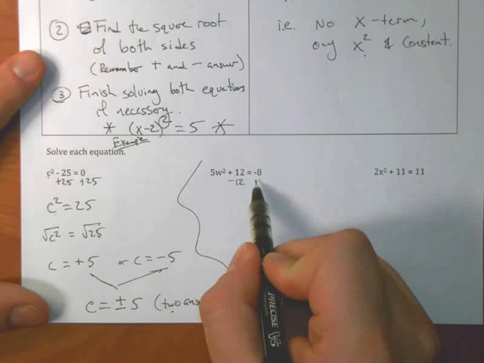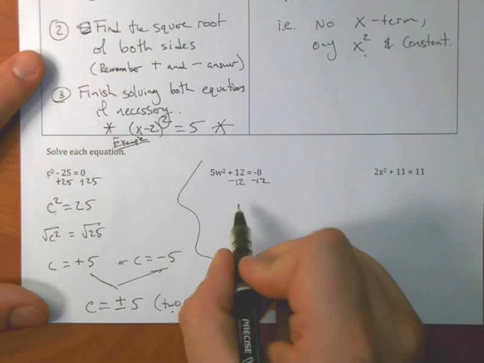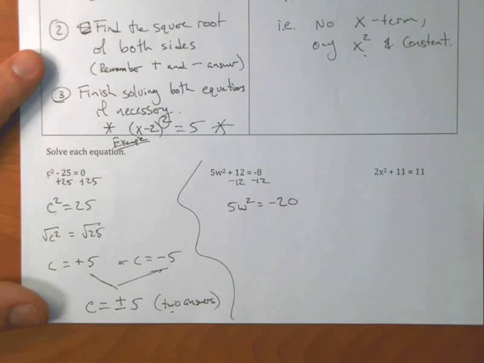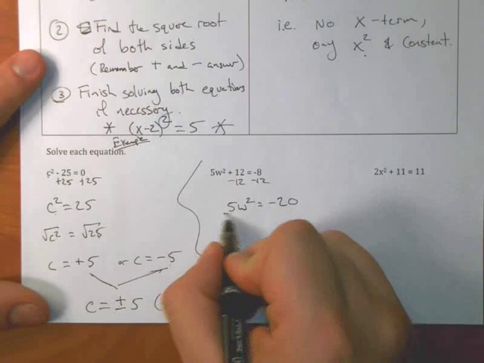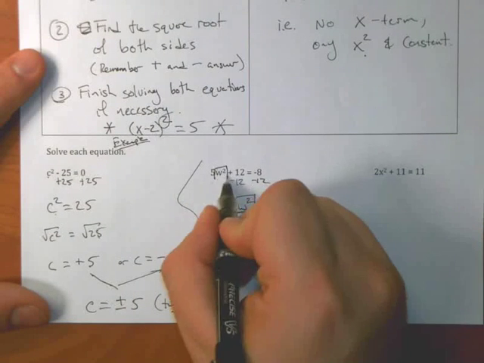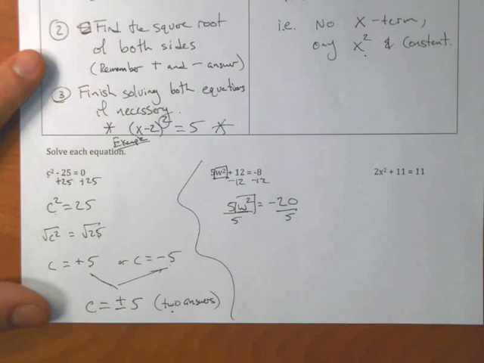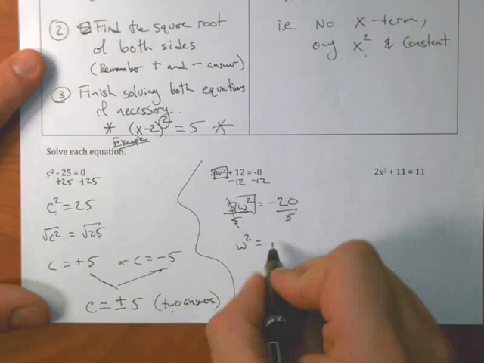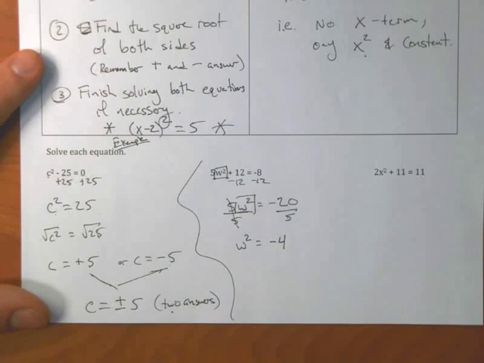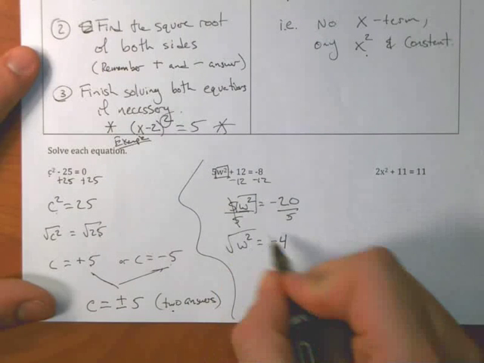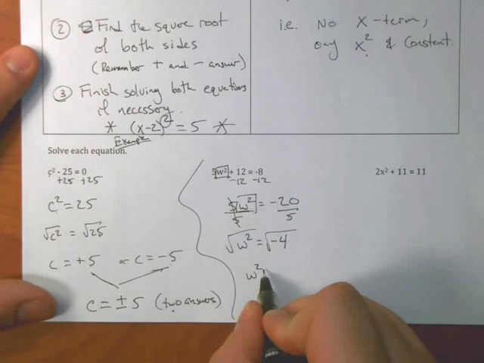Okay, let's try again. Well, we subtract 12 from both sides. Get 5w squared equals negative 20. Divide by 5 to get the w squared by itself, because we're trying to get the w squared by itself. And we get w squared is equal to negative 20 divided by 5, which is negative 4. Okay. Take a square root of both sides.